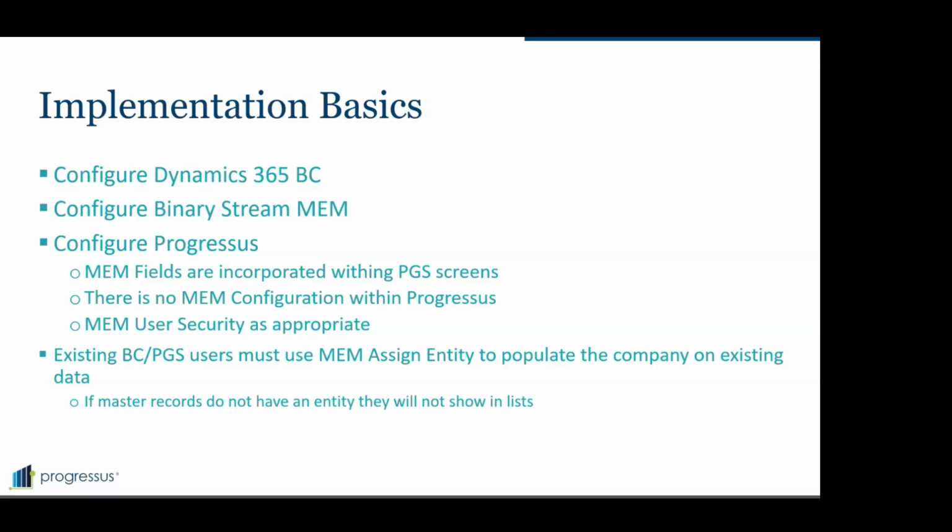Configuring Progressus is the same as you normally would. The difference is that now there are MEM fields incorporated throughout all our tables and screens. So you'll see those and are able to assign companies as you transact.